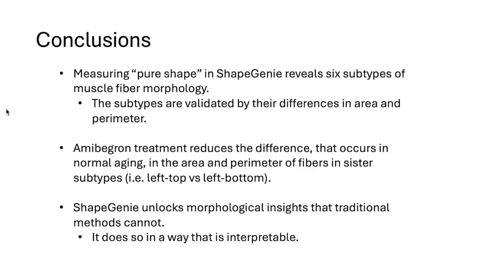In conclusion, measuring pure shape in ShapeGenie reveals 6 subtypes of muscle fiber morphology. These subtypes are validated by their differences in area and perimeter. Secondly, amibagrin treatment reduces the difference that occurs in normal aging in the area and perimeter of fibers in sister subtypes. When we say sister subtypes, we mean left bottom versus left top in the k-means clusters.